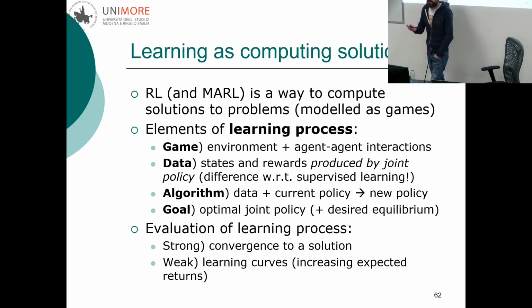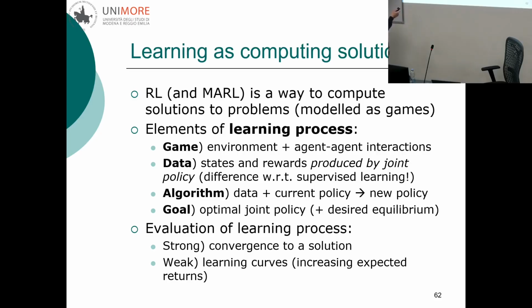In supervised and unsupervised learning, you already have the data, and your algorithm can rely on the data without producing new data. Here instead, the data upon which learning happens is generated by the learning agent itself, by the learning model itself.